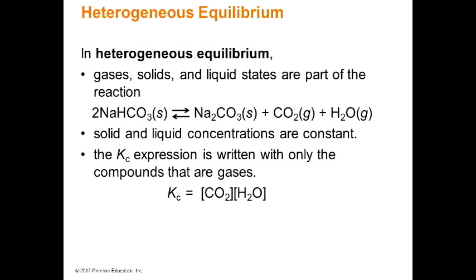Why? Watch this. Here we have gas, solid, liquids as part of the reaction. Solid and liquid concentrations are constant. Solids and liquid concentrations are constant. The K expression is written with only the compounds that are gases. But it's going to be what? Product over what? Reactant. Does everyone follow? Okay? But because it is solid, it's not in the equation. Does everyone follow what happened there? You basically drop it out.